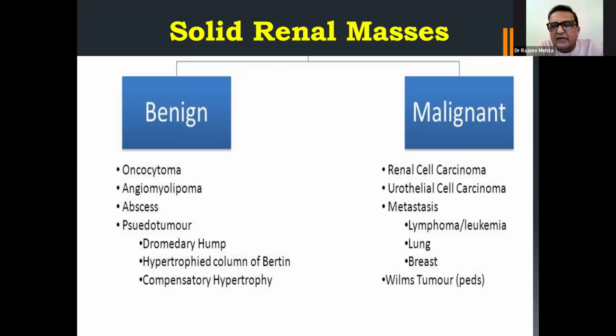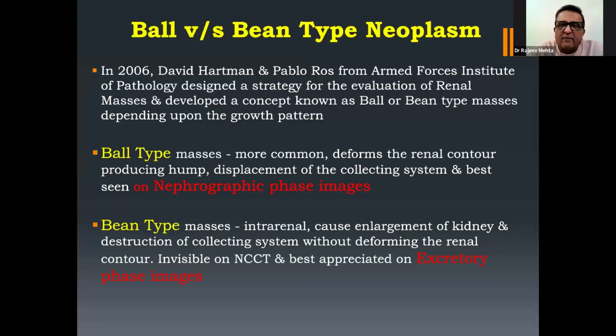In the malignant variety, we have renal cell carcinoma, which is the top of the list, followed by urothelial carcinoma, then primary lymphoma of kidney, and metastasis, again metastasis from lymphoma, leukemia, lung cancer, breast cancer, and of course, Wilms tumor in the pediatric group of patients.